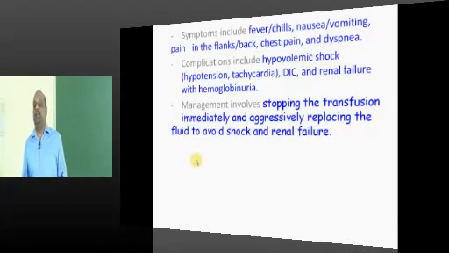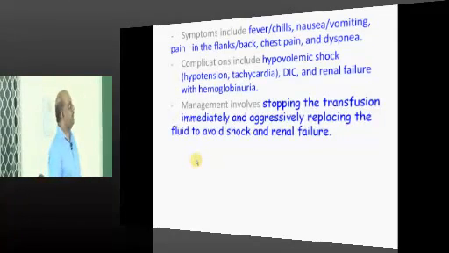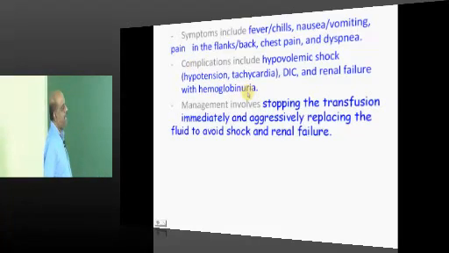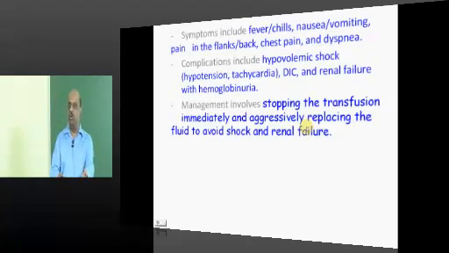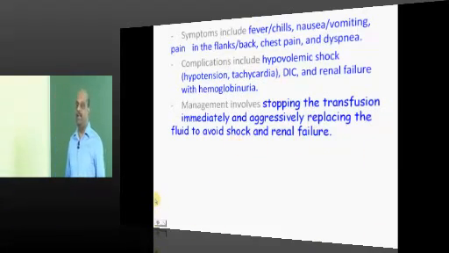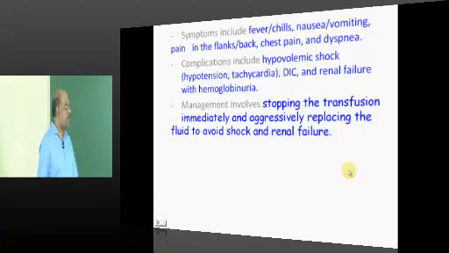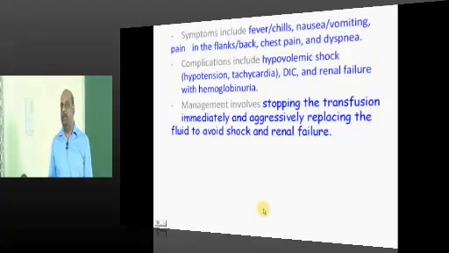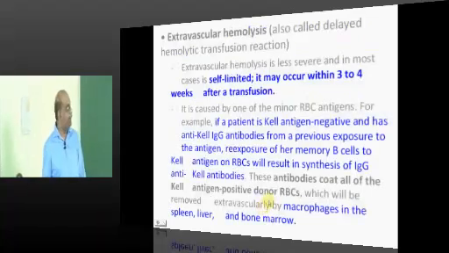How does the patient present? If there is a mismatch transfusion: fever, chills, vomiting, flank pain, chest pain, dyspnea, hypovolemic shock, DIC, and because of the hemolysis there is a hemoglobin release, hemoglobinuria, renal shutdown leading to renal failure as the complication. So first thing you want to do, if you discovered that there is a mismatch, stop the transfusion, replace the fluid, manage the shock, manage the renal failure. Patient will survive. They are the important things to be done.